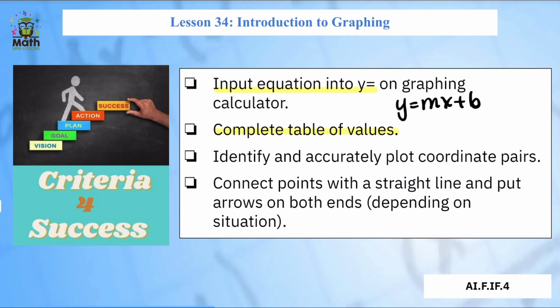We're also going to identify and accurately plot the coordinates. So even though we're going to use a calculator to get points, we're then going to make sure that we actually plot it down. So it's not like we're not going to do paper graphing, but we're just going to use the tool. And then we're going to connect the points to make a straight line, putting arrows on both ends. So we're going to just make sure that it looks appropriate in the end. All right, so let's jump in.